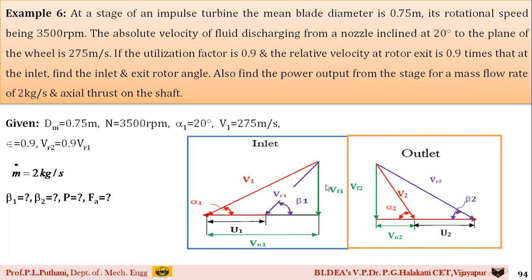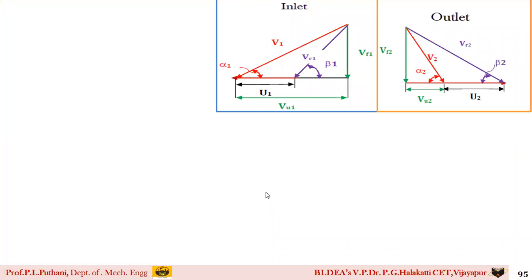Now, once we have done the sketches of the inlet and outlet velocity triangles, we have to find the velocity terms using our trigonometric functions. So let us begin with the inlet velocity triangle and the given conditions in our problem.